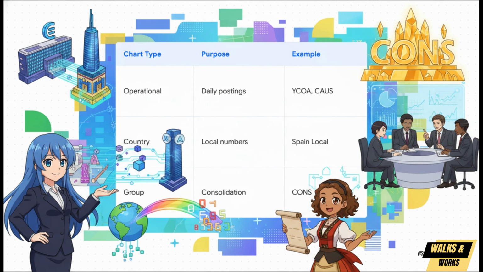It perfectly illustrates how we handle global reporting using a combination of chart types. We have our operational charts like YGOA for Europe and COUS for North America, where the daily postings happen. Now, if a country like Spain legally requires a specific numbering system, we map an alternate local number using a country chart. But for the board of directors to actually see the big picture, we roll all those operational accounts up into a single group chart, often called cons. This allows seamless external consolidated reporting across our entire multinational footprint.